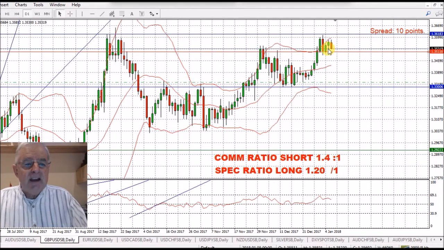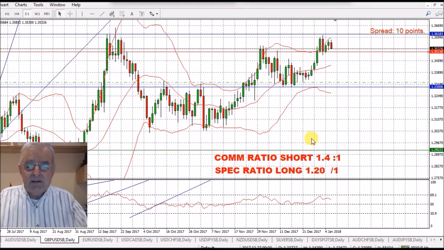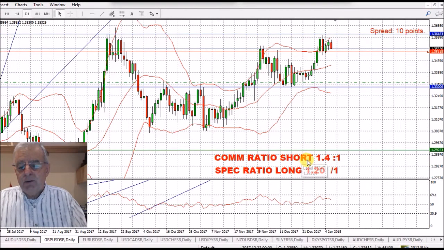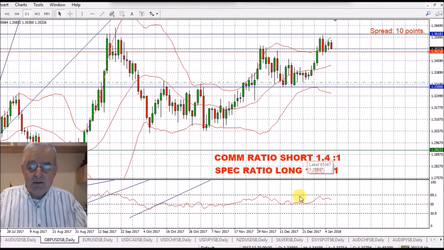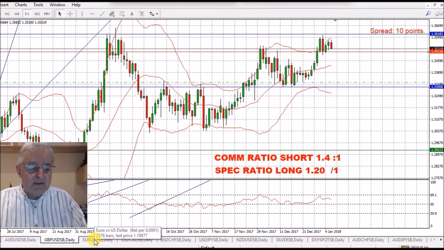There you go. We'll see how that gets through that. There's just a tad more down the bottom there. It's not very strong support, but we'll see how it goes through there. We've got a commercial short ratio of 1.4 to 1, and that was back here somewhere. So we'll see where that goes, and we are pointing nicely down on the RSI. So that should come down for us this week.